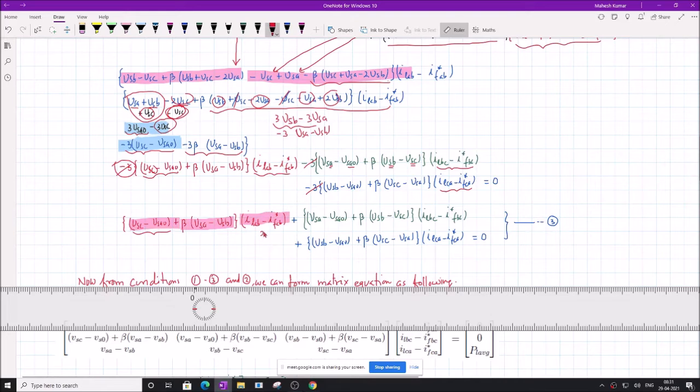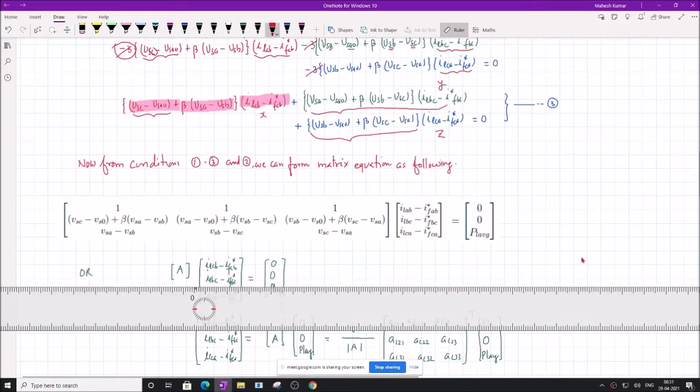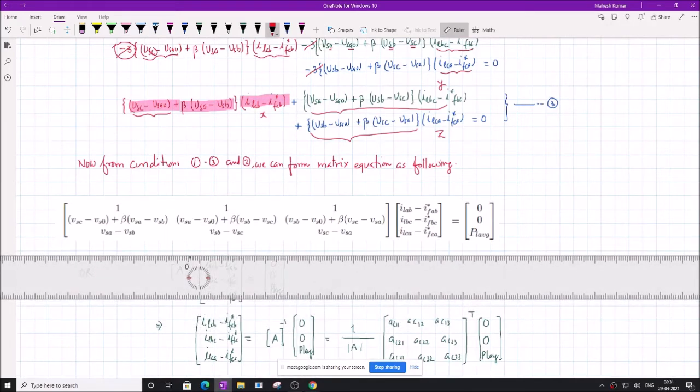So you say x variable. Then BSA minus BSA0 plus beta BSB minus BSC, the whole bracket, into ILBC minus IFBC star. This is the second variable y, and this is the third variable z. So we have three equations and three variables. We arrange them in matrix form. You can see this matrix: this is x, this is y, this is z, and we have to solve for them.